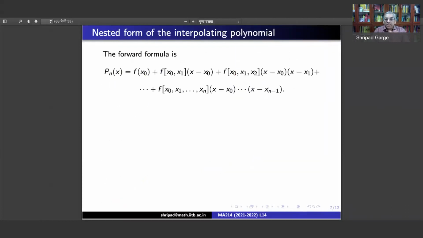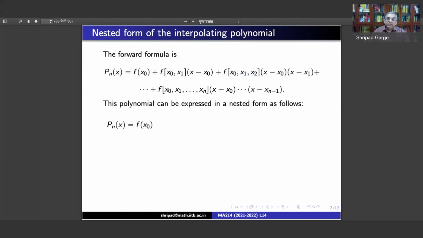So, for instance, if you were using the forward formula, then the forward formula is given in the following way. You have the zeroth order divided difference f of x naught, plus the first order divided difference f of x naught x1, and then you multiply by the linear factor. Then the second order divided difference, and you are multiplying by a degree 2 polynomial, and so on. So we notice that once you have written this zeroth order divided difference, in all the other terms, x minus x naught is a common factor. So we indeed do it that way.